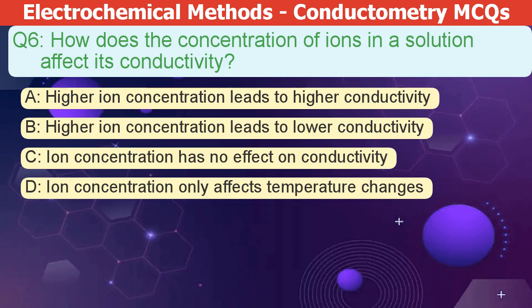How does the concentration of ions in a solution affect its conductivity? A. Higher ion concentration leads to higher conductivity. B. Higher ion concentration leads to lower conductivity. C. Ion concentration has no effect on conductivity. D. Ion concentration only affects temperature changes.